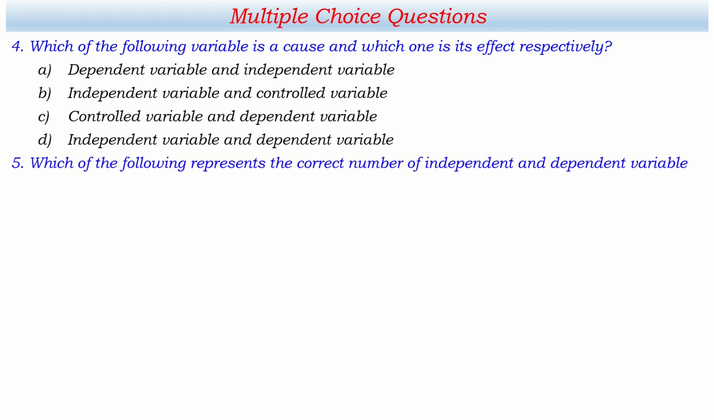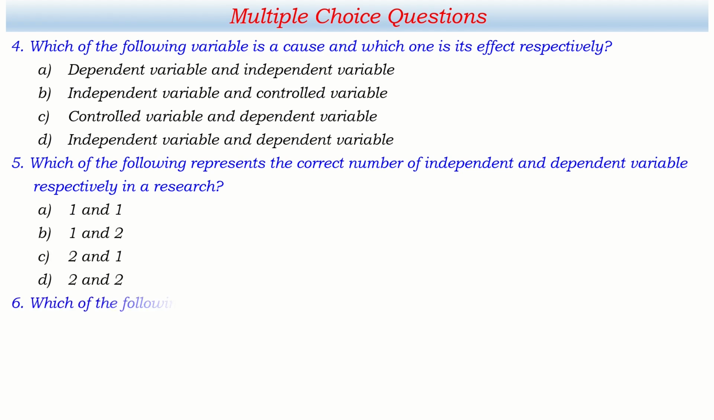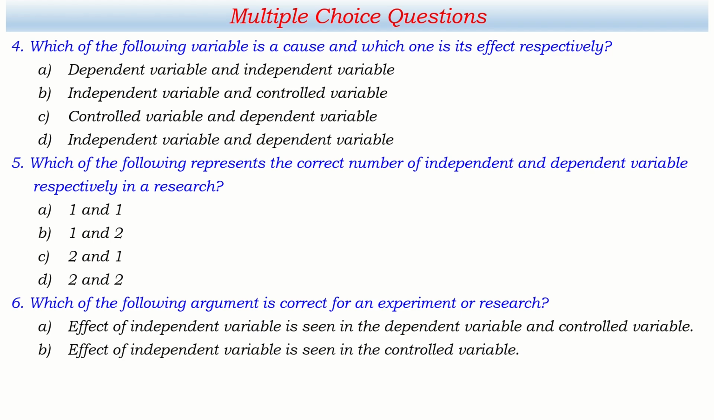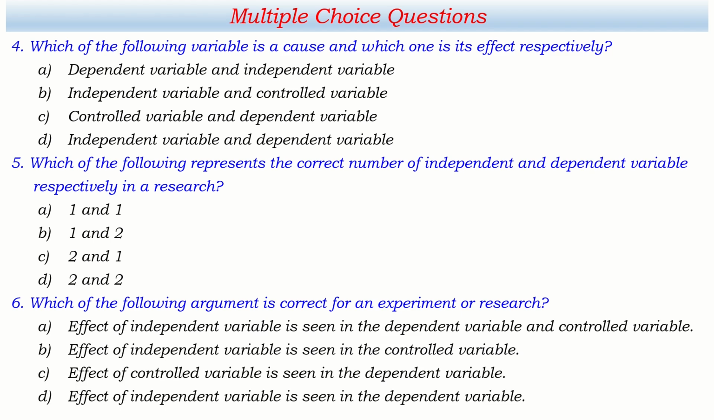Which of the following represents the correct number of independent and dependent variables respectively in a research? 1 and 1, 1 and 2, 2 and 1, 2 and 2. Which of the following arguments is correct for an experiment or research? First, second, third, fourth. Okay, now let's go through 4.